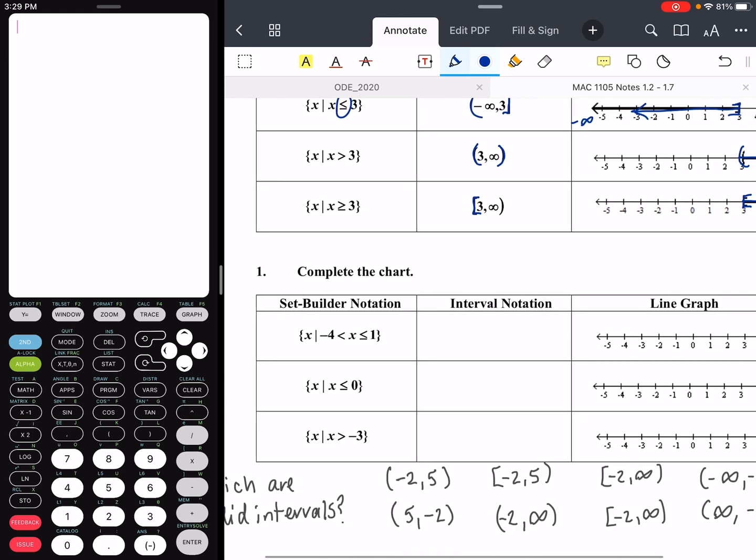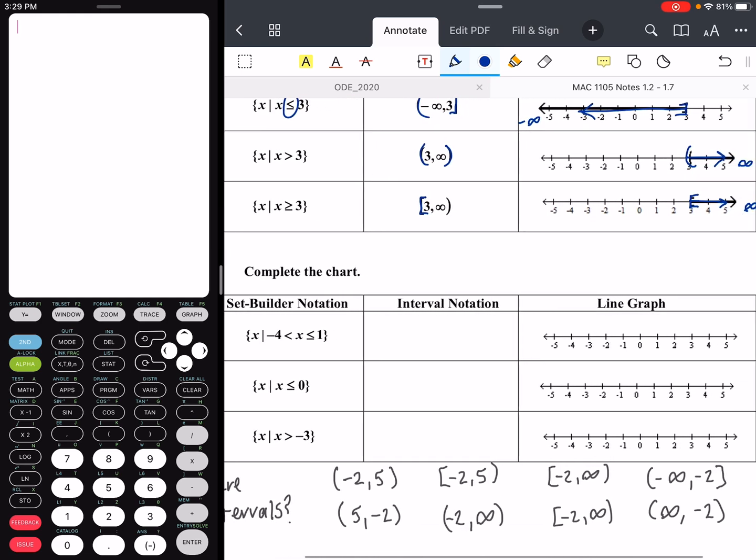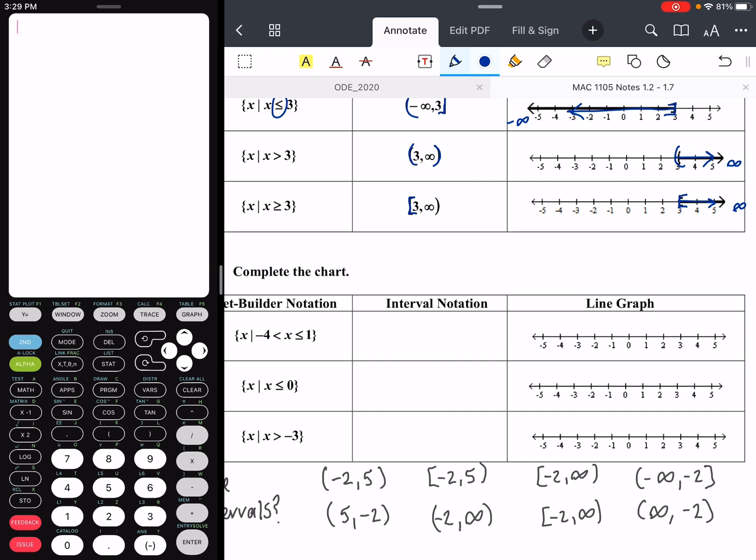All right, so if I want to complete this chart here, looking at our interval, inside we've got -4 less than x less than or equal to 1. -4 on the left and 1 on the right. Because -4 has a less than inequality, I have a rounded parenthesis, and then a square bracket at positive 1. And I'll match that on my line graph, rounded at -4, square at positive 1, and connect these together.